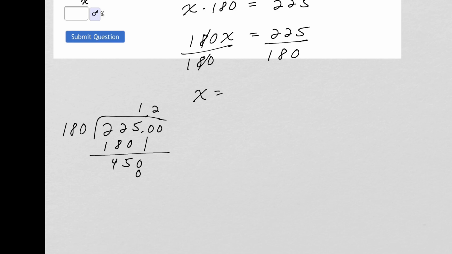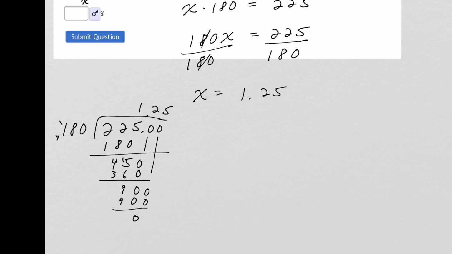180 goes into 450 2 times. So 360. I subtract. This is going to be 90, and then bring down the next 0. And then 180 goes into 900, I guess, let's see, 5 times, right? Actually, it's going to be exactly 5 times. 900, and then 0. So x is equal to 1.25.